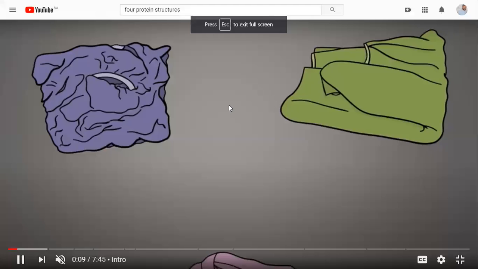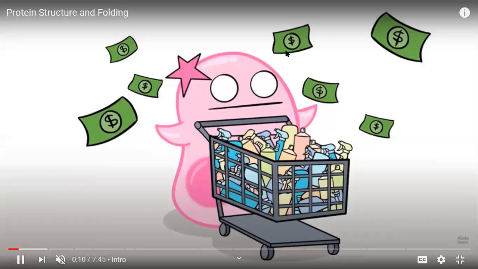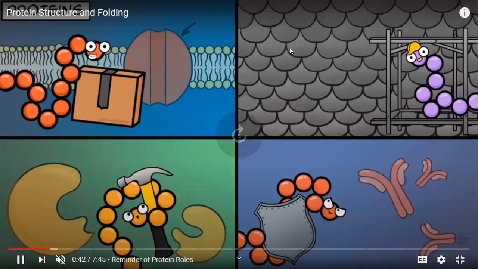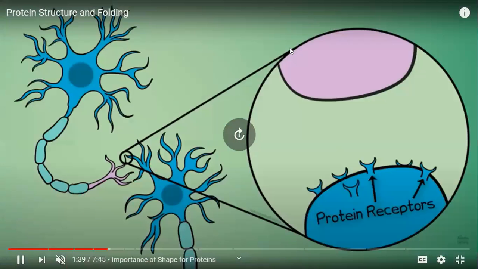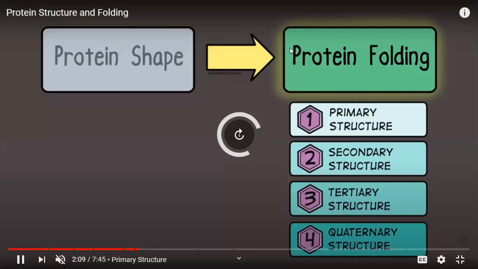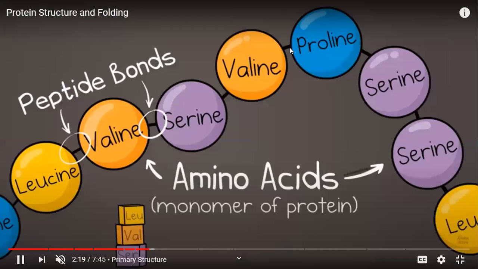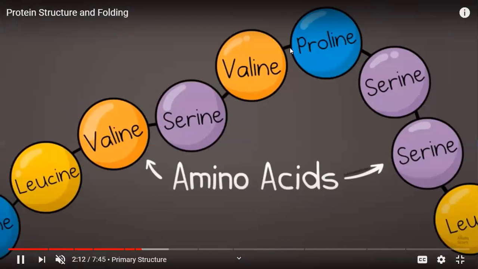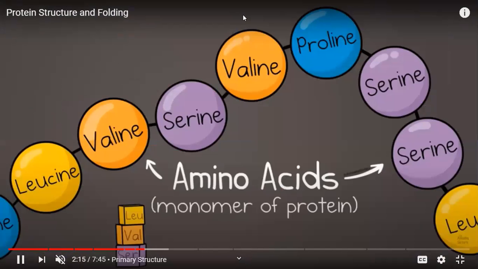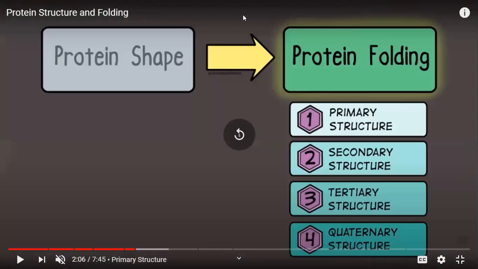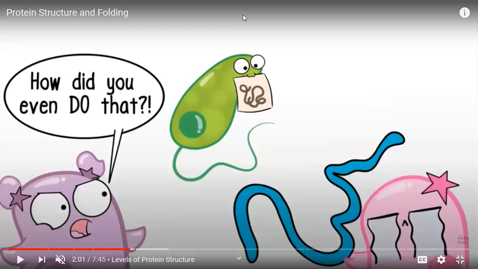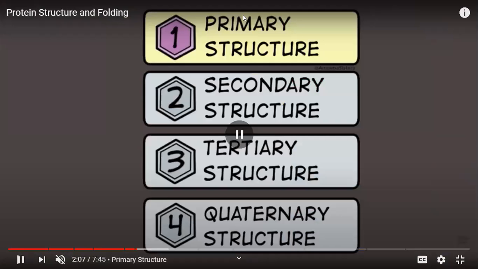Now, what are the protein structures? Look at this. We have four structures of proteins. Here we go: the primary structure, the secondary structure, the tertiary structure, and the quaternary structure.